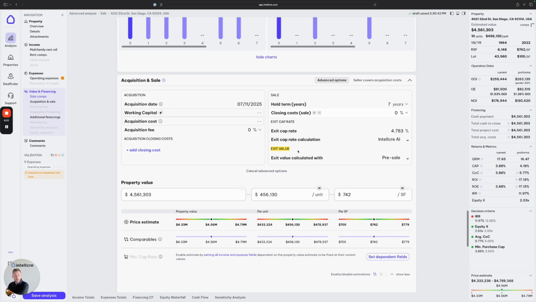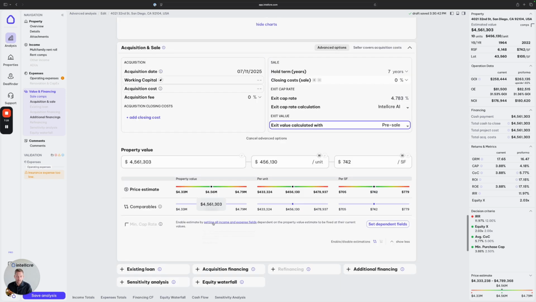Now, for the exit value, some model the exit value for their deal by considering the 12-month NOI after the sale. So if we're modeling this deal for 7 years, they would look at the NOI in year 8 and use that together with the exit cap rate to calculate the exit value. Some tend to use the last 12 months of NOI in our hold period. So they would look at the NOI for year 7 and use that number. So you can switch between pre-sale or post-sale NOI that is being used to calculate the exit value.